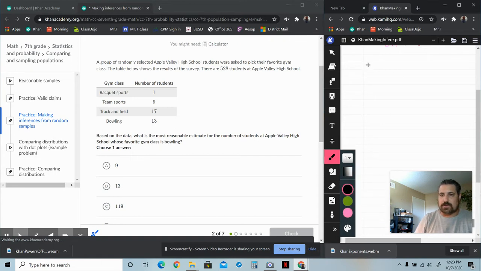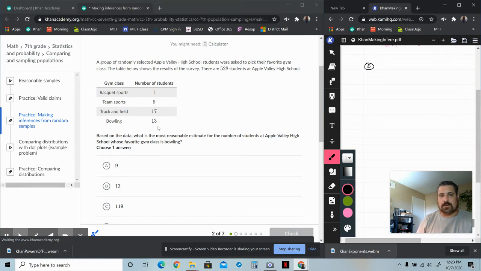For number 2, we've got the results from the survey here. We had racket sports 1, team sports 9, track and field 17, and bowling 13. Based on the data, what is the most reasonable estimate for the number of students at Apple Valley High whose favorite gym class is bowling?